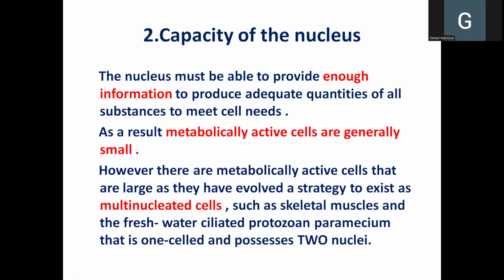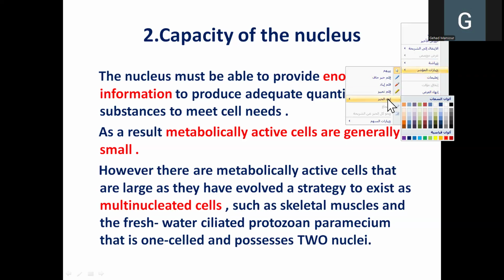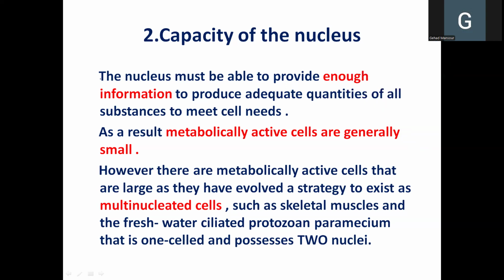So we know that active cells should be small. And why should active cells be small? Because the smaller the cell, the larger the surface area to volume ratio. So active cells are usually smaller in size. They have smaller radii in order to allow a larger surface area to volume ratio. So whenever we have an active cell, this cell should be small.